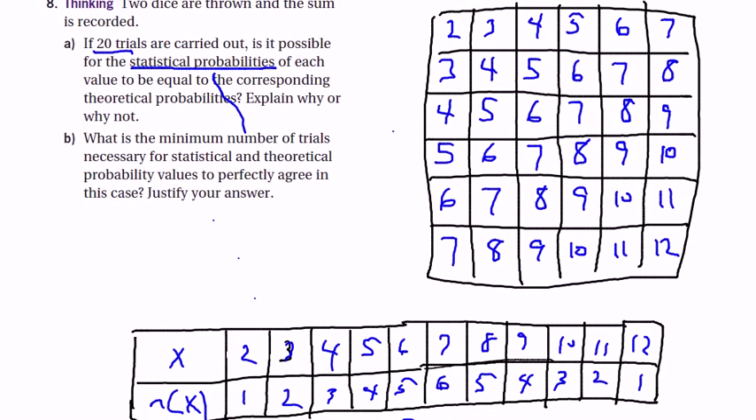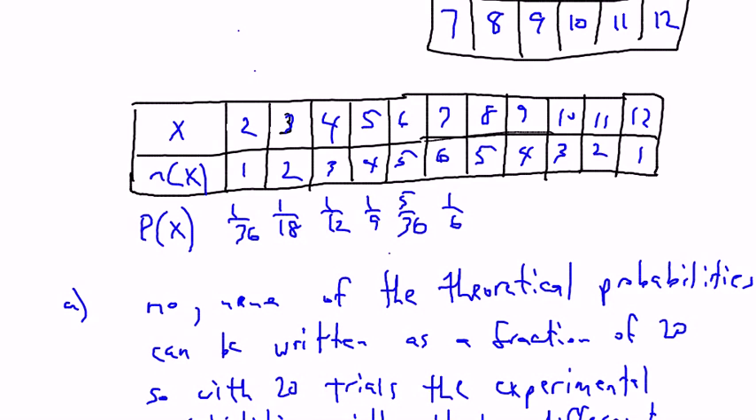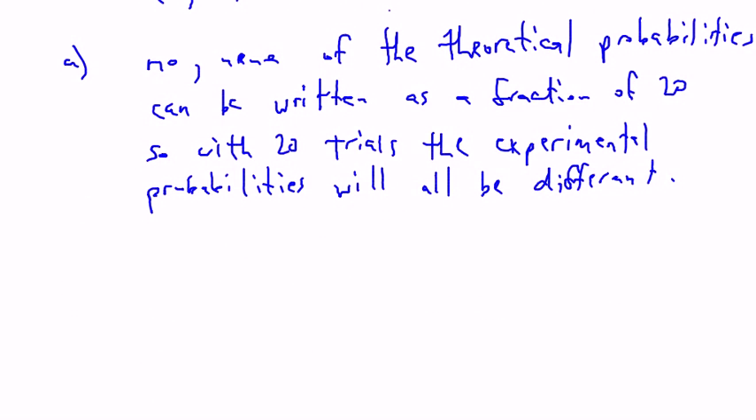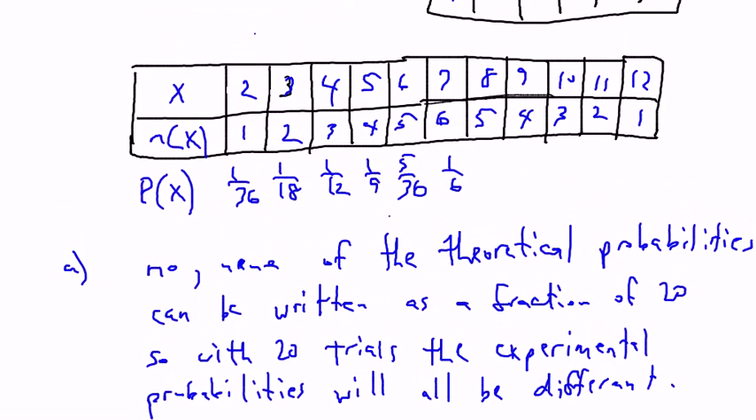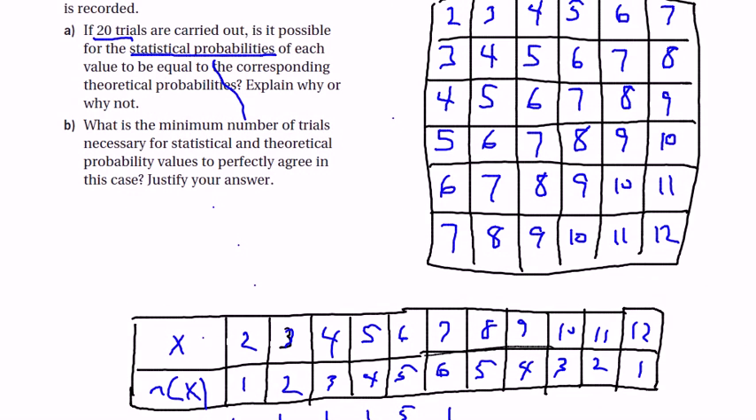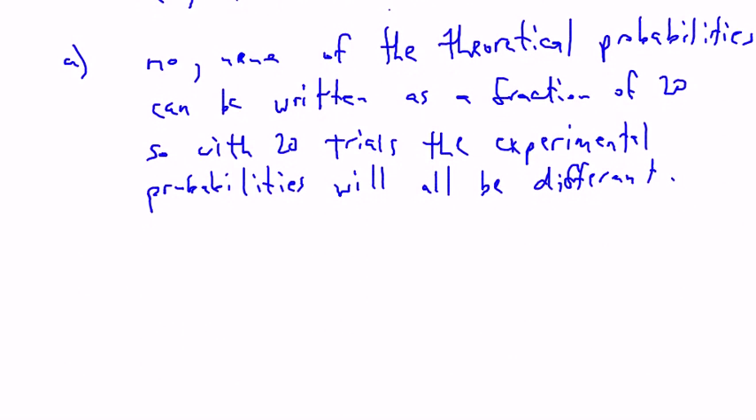Let's see now. Question B says, what's the minimum number of trials necessary for statistical and theoretical probability values to perfectly agree in this case? Justify your answer. For all of them to agree, I think you would have to have 36. In fact, I'm not sure if that's the minimum or the only number of trials. Well, I suppose it's possible that you could have 72 trials and that it might work out, but if you're going to guarantee that the theoretical and experimental probabilities agree, I would say that 36 would be the only way that it could happen.